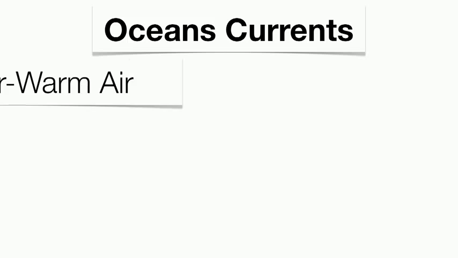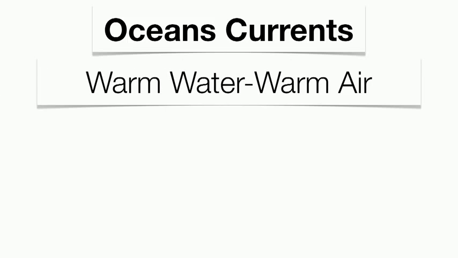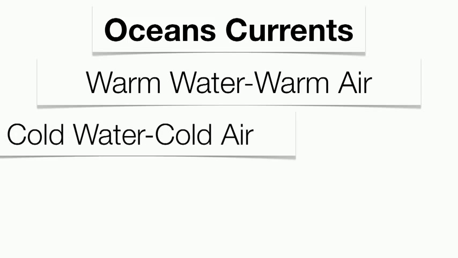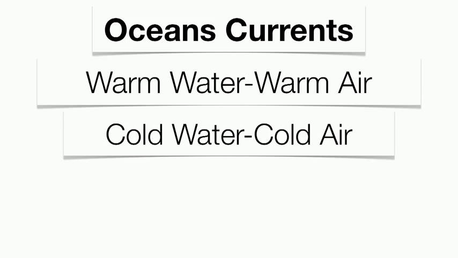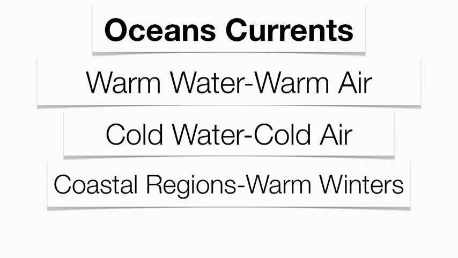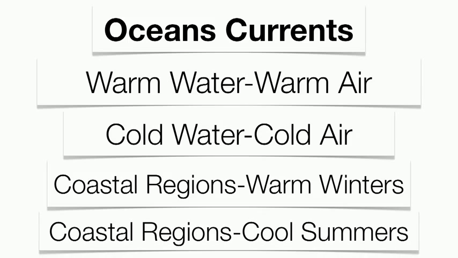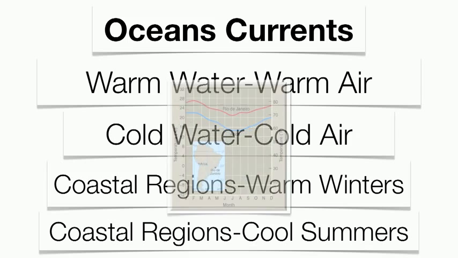Ocean currents have a major impact on climates as well. If you live near a warm water current, the air above the warm water tends to be warm. If you live near a cold water current, the air above the cold water tends to be cold. So what will happen is, again, coastal regions will have warmer winters, and coastal regions tend to have a little bit cooler summers relative to the type of air mass that's going to be associated with.